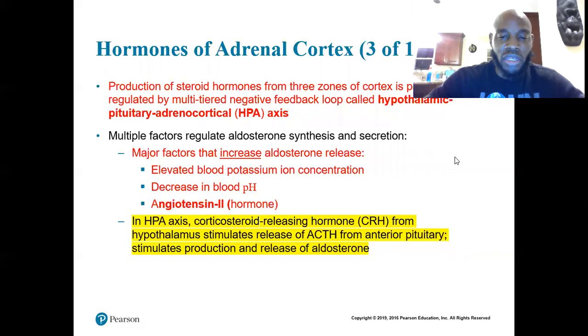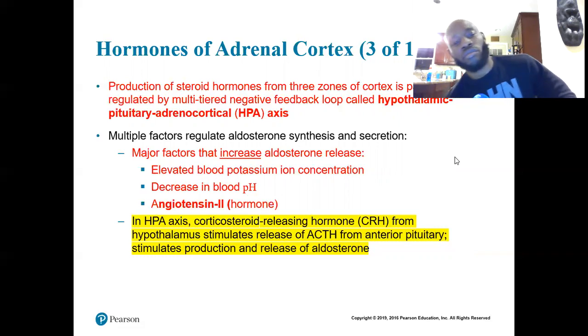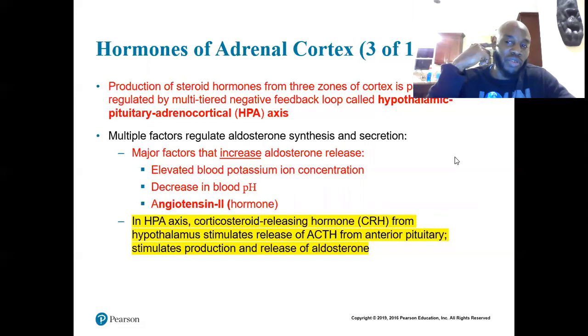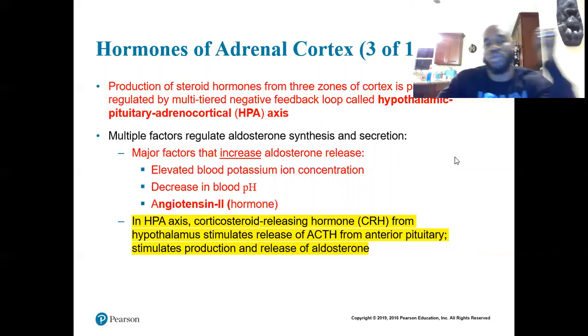All right, so this slide talks about the production of the steroid hormones. It's partially regulated by this multi-tiered negative feedback loop, which we are familiar with. This particular one is the hypothalamic, your hypothalamus, pituitary, adrenal cortical axis, all right? Hypothalamus, remember, can send hormones to the pituitary, which then sends hormones to control other parts of your body. All right, so hypothalamic, pituitary, adrenal cortical axis.